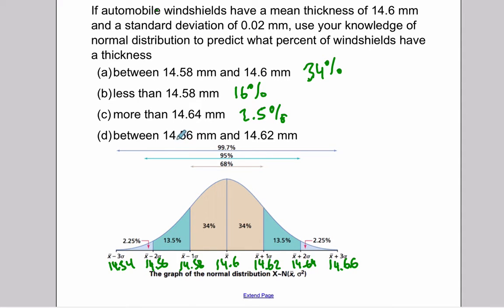Now, between 14.56 and 14.62, if we want to know what percentage of the population is between those values, well, 14.56 is two standard deviations below the mean. So this is going to be equal to 13.5% plus, and then we're going to add in 68%. So this is approximately equal to 81.5% within the range between 14.56 and 14.62 millimeters.